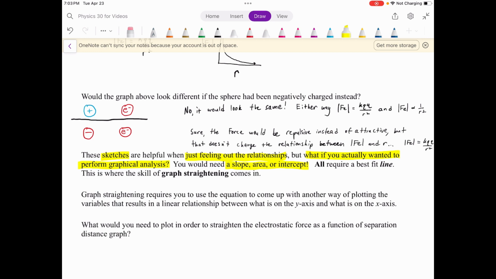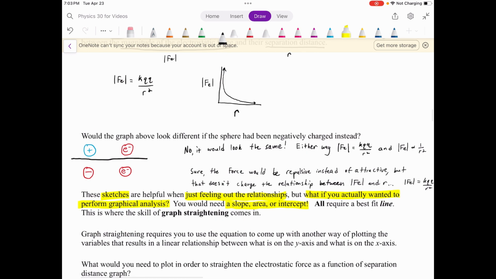Now, all of those, right? What is the slope of this line? Well, that's not a very good question, is it? Because it has many different slopes. The slope up here is very steep, somewhere in the middle here it's moderate, and the slope is not steep here, right?